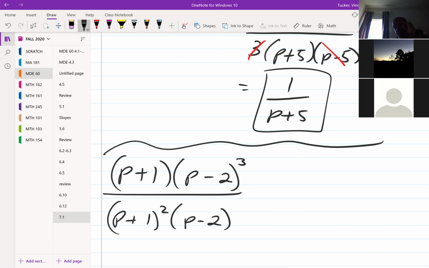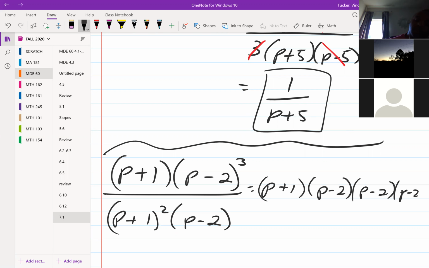All right, so this one, you already have your expressions factored. You have p plus 1 times p minus 2 cubed. And then on bottom, you have p plus 1 squared times p minus 2. So you don't want to have to write this out every single time, but just making sure that we get a visual so you know what we're doing when we do a shorthand.